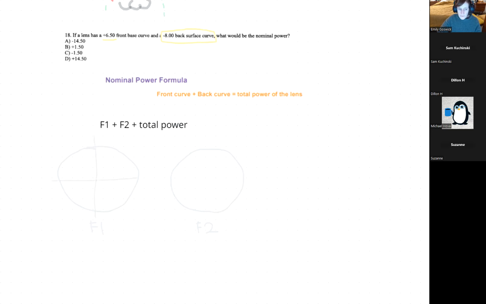But basically, if the front was, I'm kind of writing an optical cross, and I've got to make sure my signs are right here.